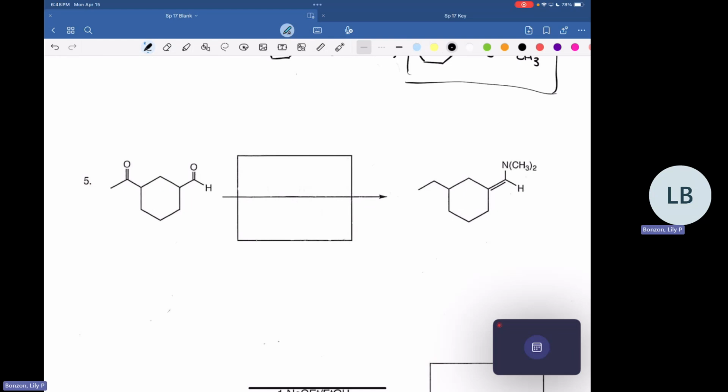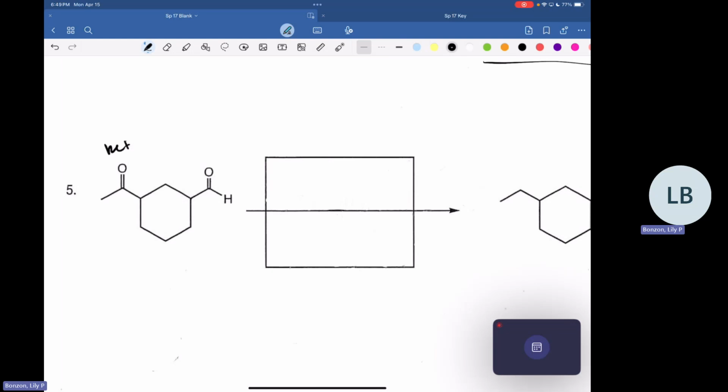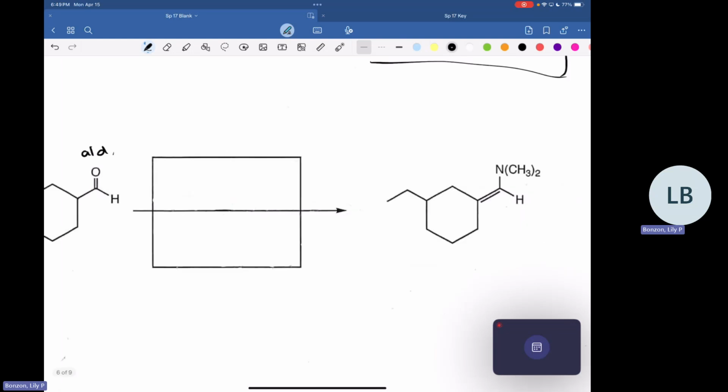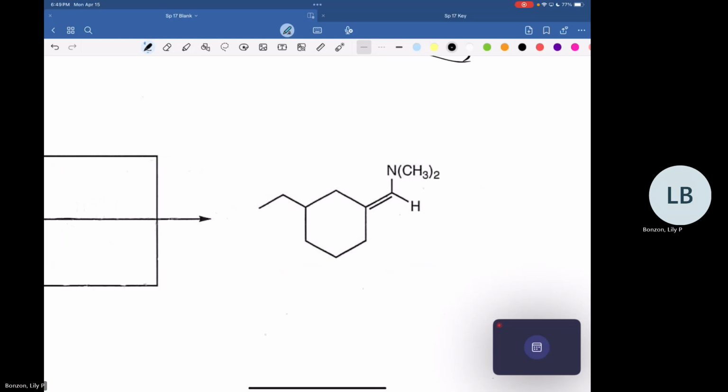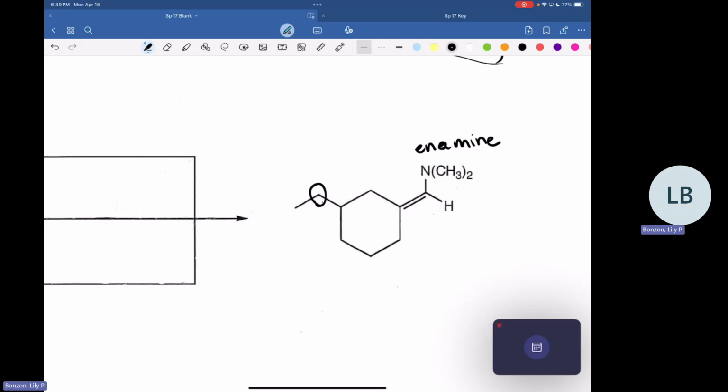Okay, number 5. So this one's fun. This one's kind of like exam 2 when you had to do the reaction similar to this one where you're given blank and you have to kind of synthesize it. So one thing to notice is that we have a ketone, we have an aldehyde, and then over on the product side, we have an amine. And then the ketone on the left is actually just totally gone. It's an alkyl group now.